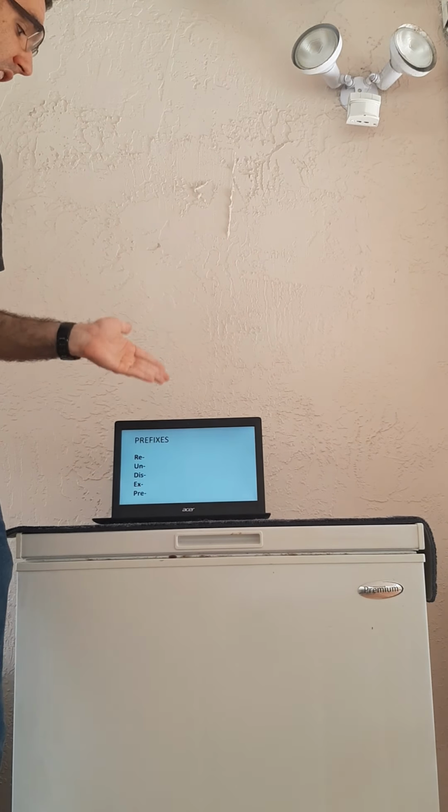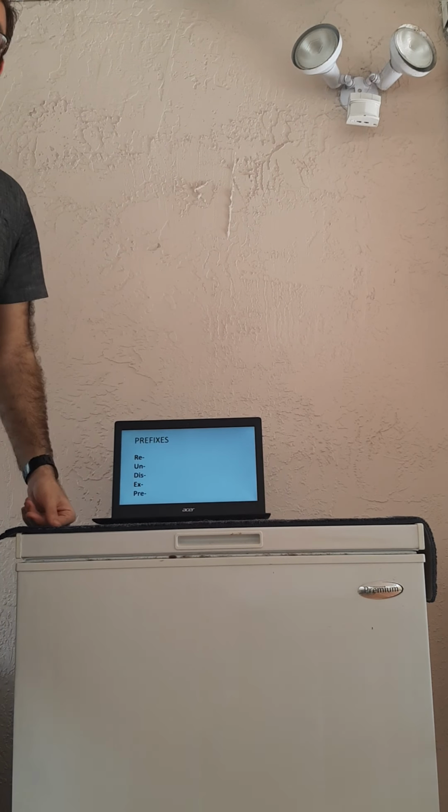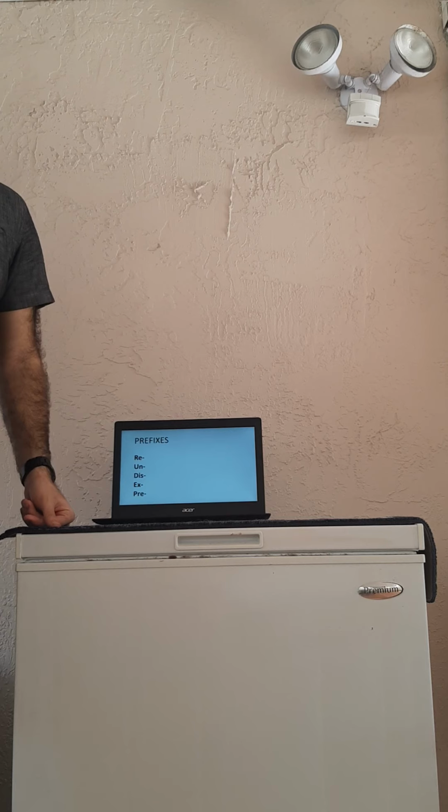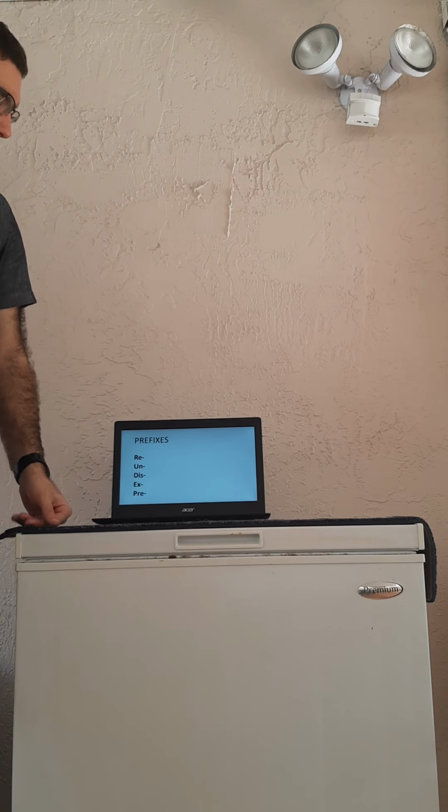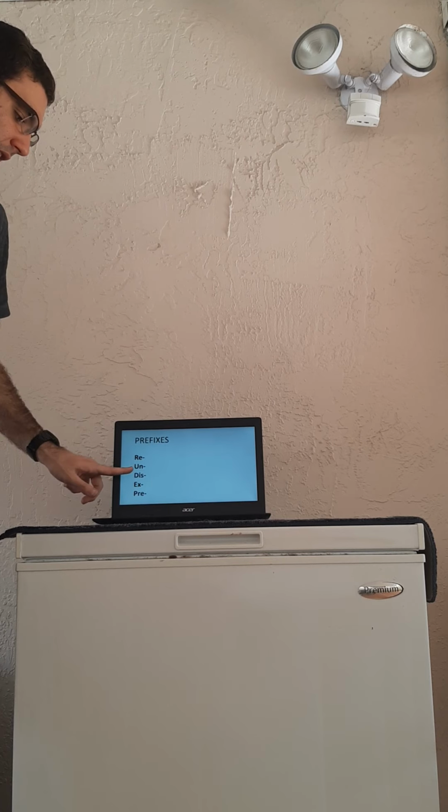Now, in order to really understand a prefix or a suffix, you have to first look at a few examples. Now, the prefixes are often added at the beginning. So, let me give you a few examples. There's re, there's un, dis, ex, and pre.